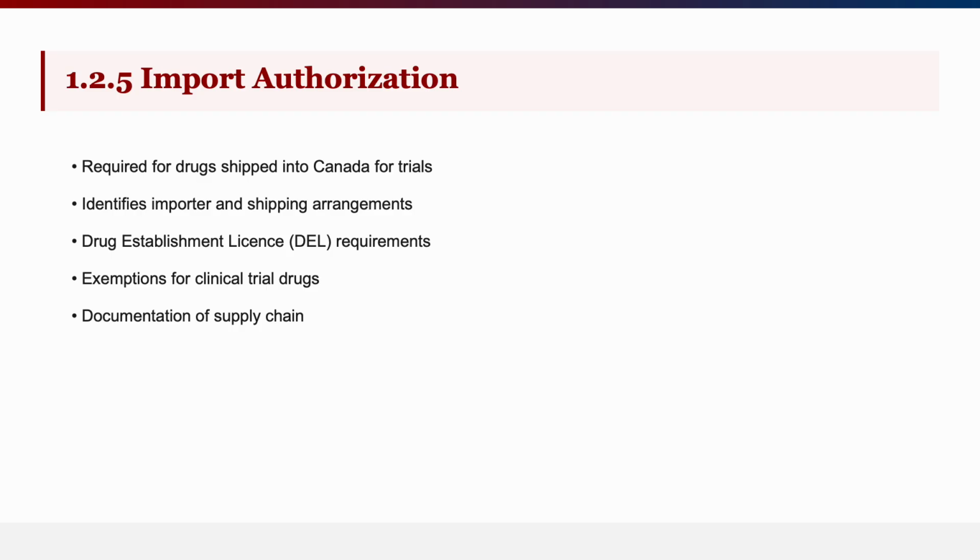Documentation of the supply chain helps Health Canada understand how the drug will move from manufacturing site to clinical trial sites. This includes identification of any intermediary storage or distribution facilities. For drugs manufactured in Canada for Canadian trials, import authorization isn't needed, but you still need to address the supply chain and any applicable establishment licensing requirements.